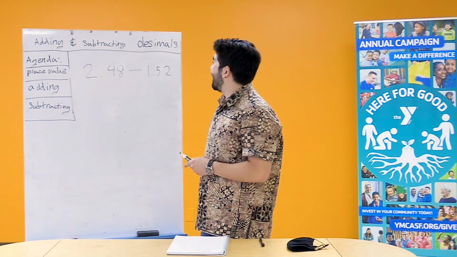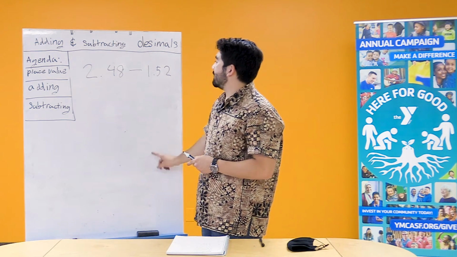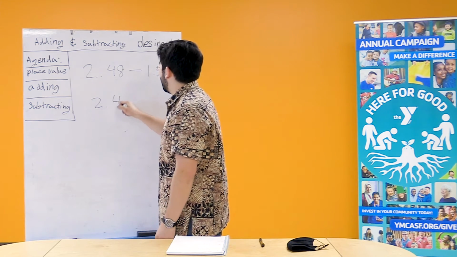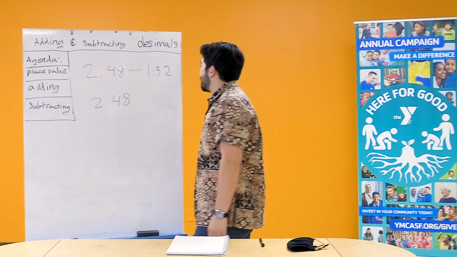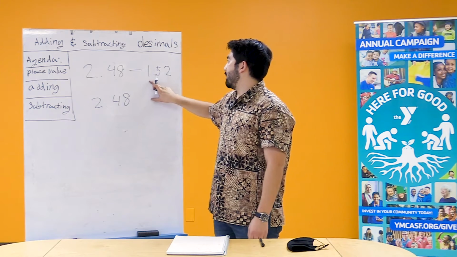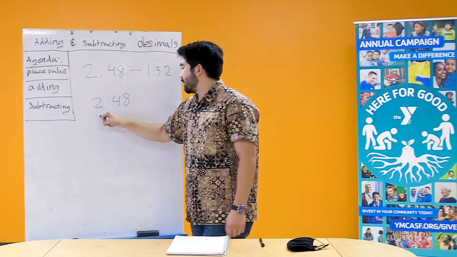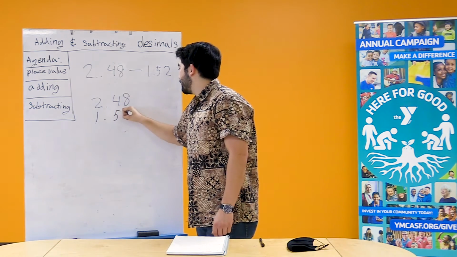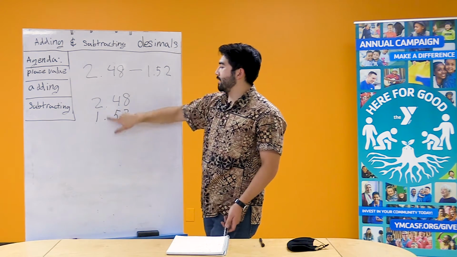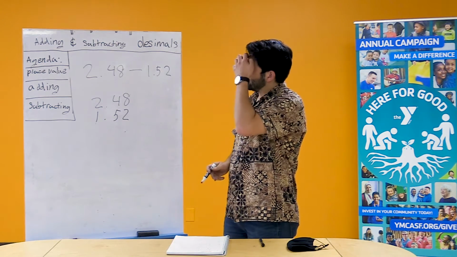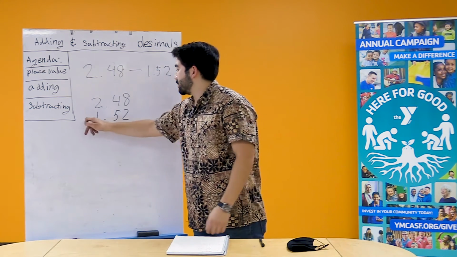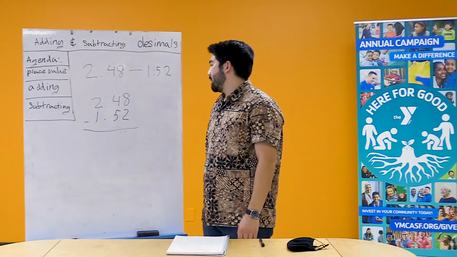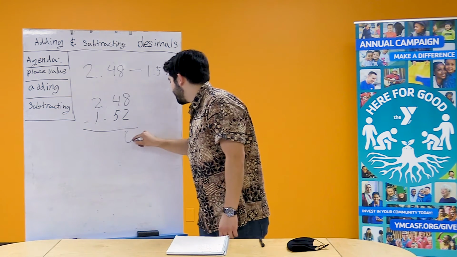Okay. So what we're going to do first is we're going to line up our problems. So first I'm just going to write 2.48. So there's that. And we're going to line up our 1.52 underneath. And then we lined up the decimals. Perfect. So for subtraction, we are just going to subtract the bottom from the top. Simple as that. 8 minus 2 is going to be 6.